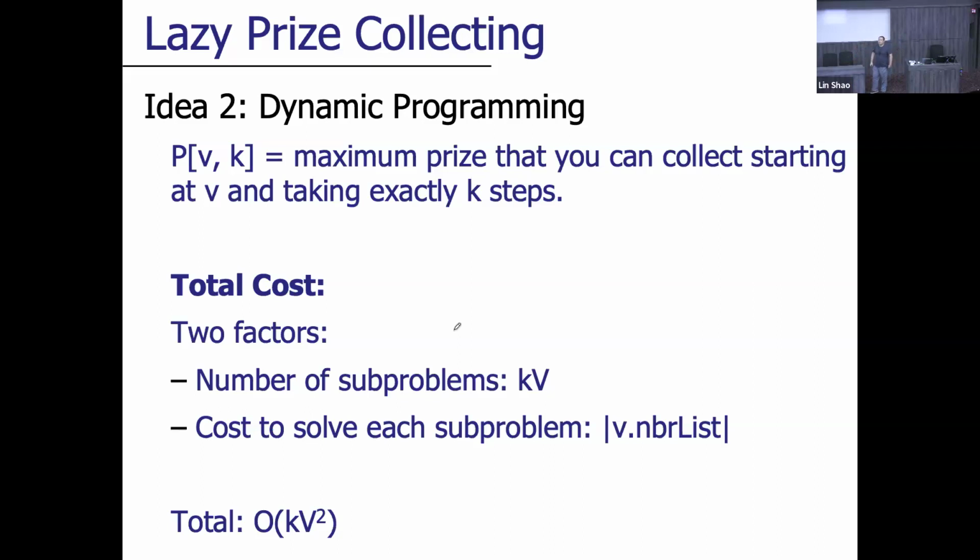Then you probably want to analyze the total cost of this idea. There are two factors in the process. First, we need to identify how many subproblems exist. The number of subproblems would be kV. Then we analyze the cost to solve each subproblem. When we solve these subproblems, we loop over all the neighbor nodes of V, which at most is V. So we can estimate the upper bound to be kV squared. That would be one possible answer.